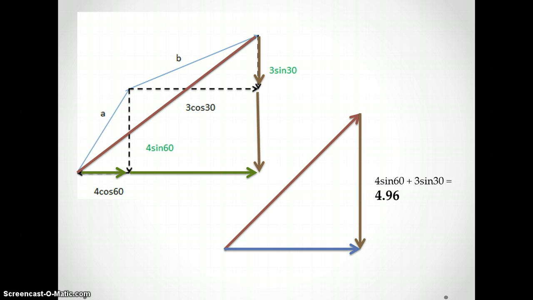And to get the complete vertical component of the resultant vector, you're going to want to take the vertical component of B, 3 sine 30, plus the vertical component of vector A, which is 4 sine 60. That comes out to 4.96 newtons. And then you do the same for the horizontal. And then you do the Pythagorean theorem, which gives you your answer of 6.764 newtons as your resultant vector.